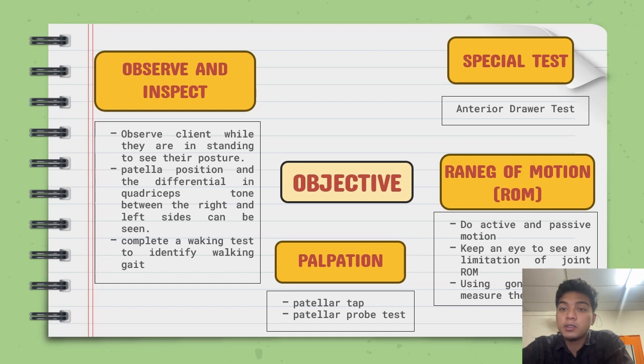Additionally, redness and swelling may be another sign of the health of the patella and a sign of knee joint asymmetry that could indicate unilateral edema.